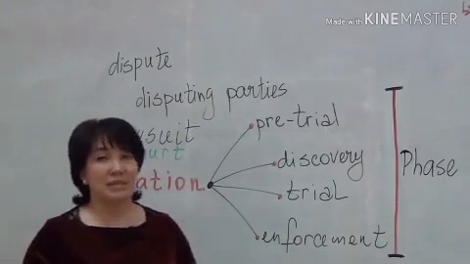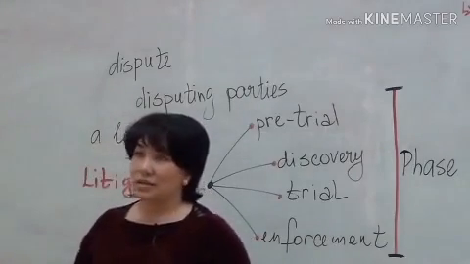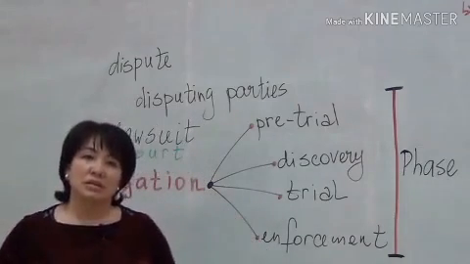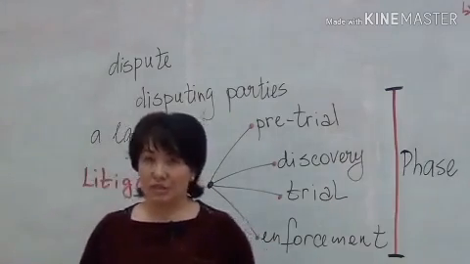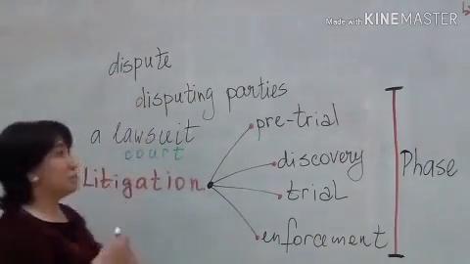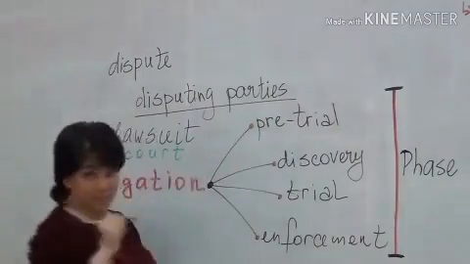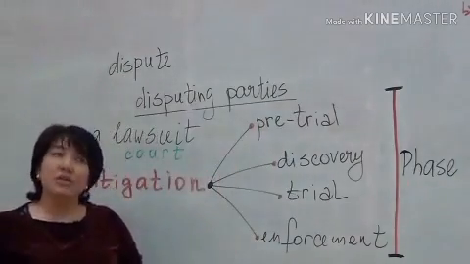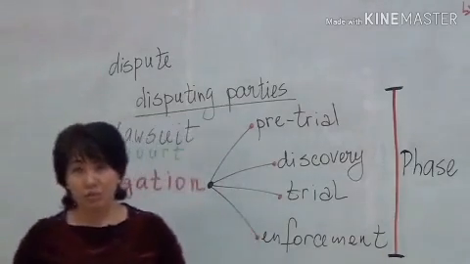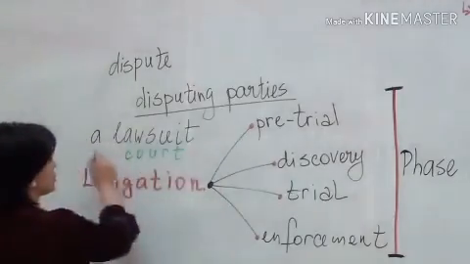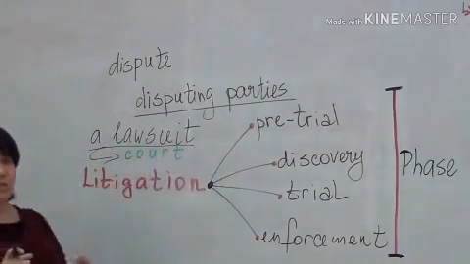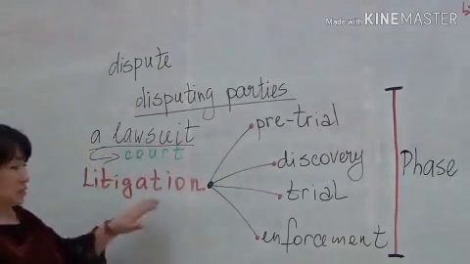Today we're going to talk about litigation, a term which is very famous and frequently met in the legal field. You know what a dispute is? A dispute usually occurs between two parties. If a dispute is not settled by agreement between the disputing parties, it will eventually be heard or decided by a judge in a court. A lawsuit before court is usually referred to as litigation.